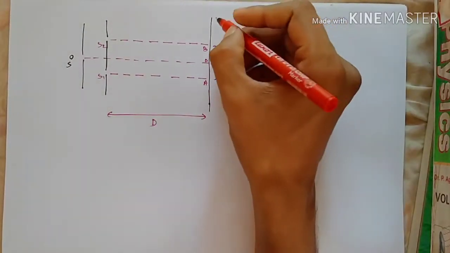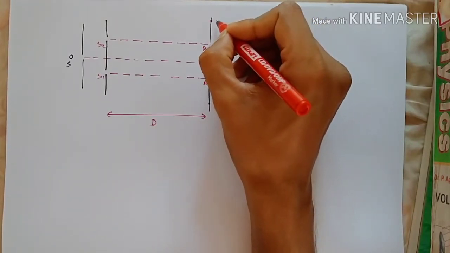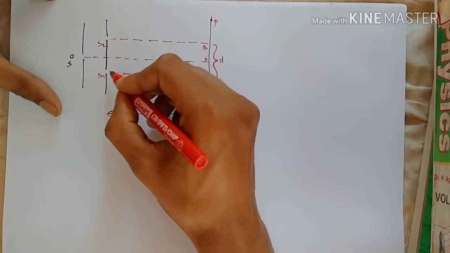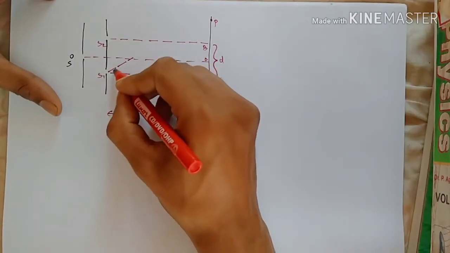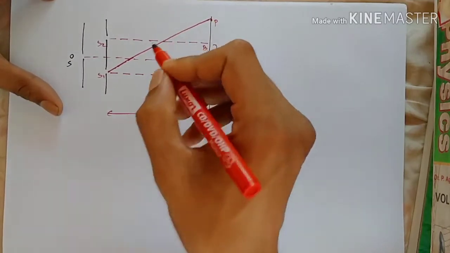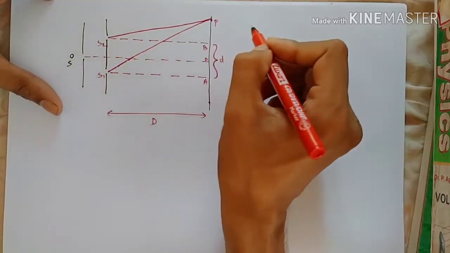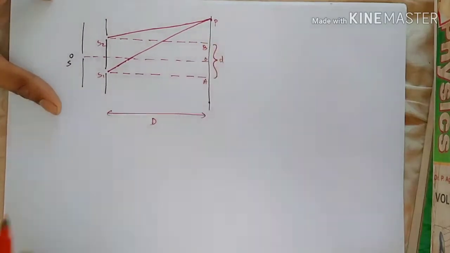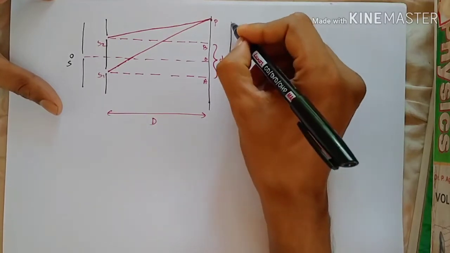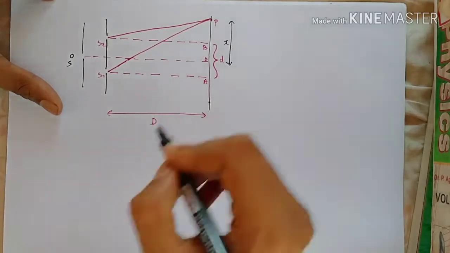Then assume that we are having a random point over here. Let's call this point P. Light from slit 1 will reach the point P like this, and the light from slit 2 also will reach the point like this. And let me mark the distance from the point P to the center of the screen, or to point O. It is x.